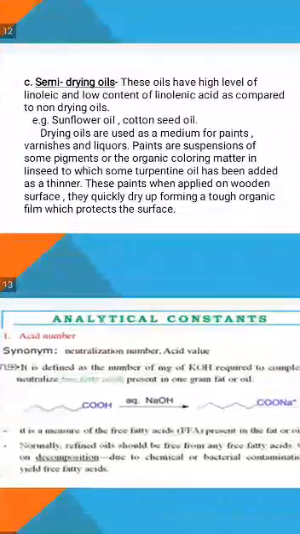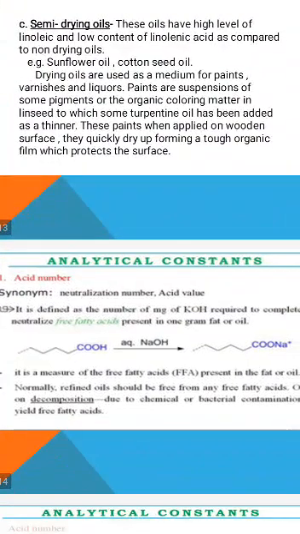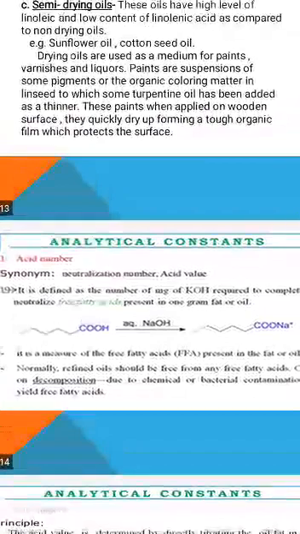Next, semi-drying oil. This oil has a high concentration of linoleic acid and a low concentration of linolenic acid. Due to the low content of linolenic acid, they are semi-drying oils. If the concentration of linolenic acid is high, then the oil is a drying oil, but it contains both linoleic and linolenic acid, so they are semi-drying oils. For example, sunflower and cottonseed oil.